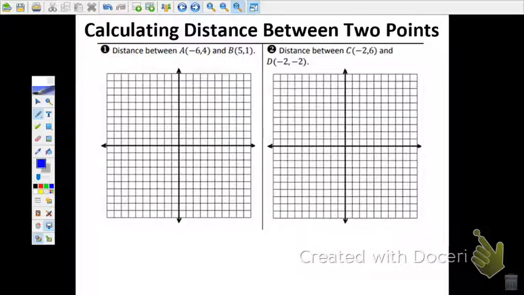The other thing that we're going to be looking at today is calculating the distance between 2 points on that coordinate plane. So this is where the idea of Pythagorean theorem comes in, which is why we went over Pythagorean theorem previous to this lesson. So I need to find the distance between these 2 points. Point A is at -6, 4, so I'm going to plot that point, and point B is at 5, 1.